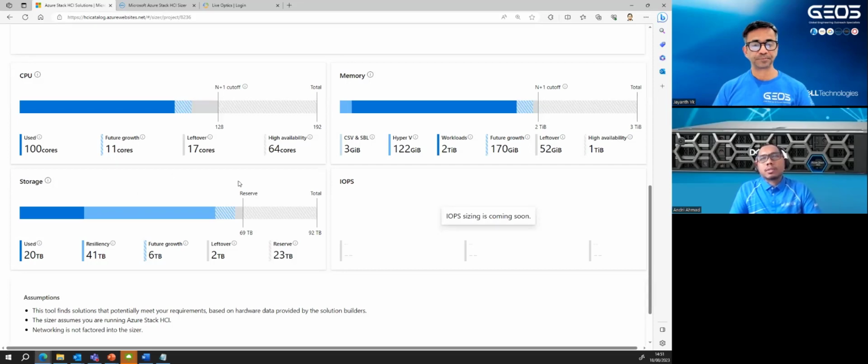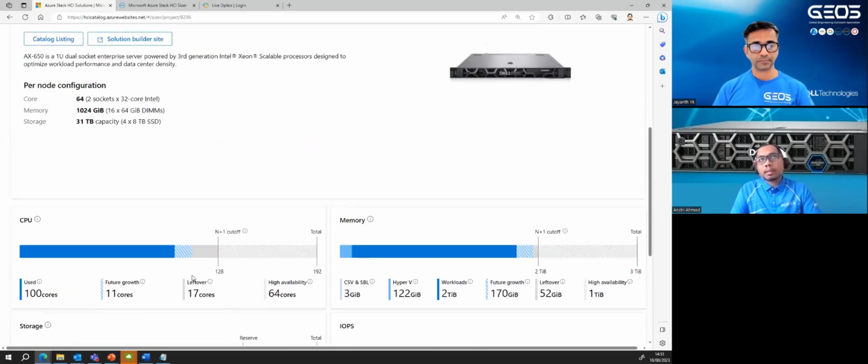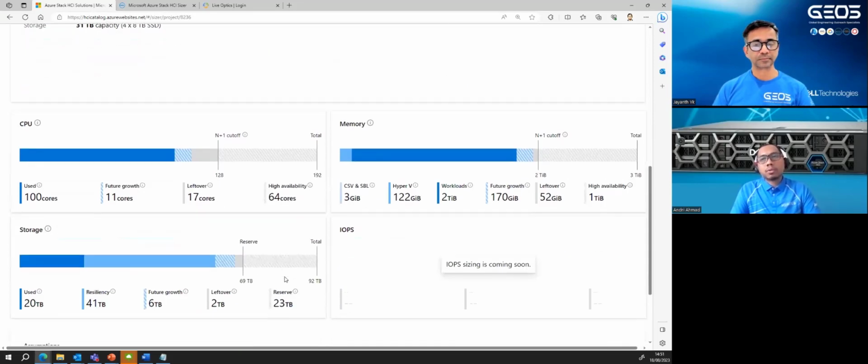Got it. So that's why, from the 92 terabyte total. The 92 terabytes is coming from the total of your disk capacity. So you have 31 terabytes per node. You have 3 nodes. So in total you have around 92 terabytes.